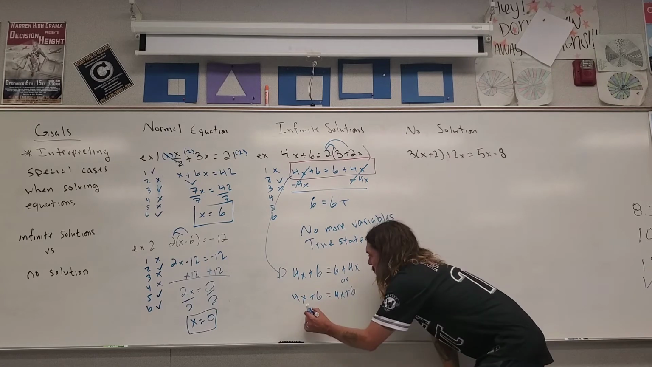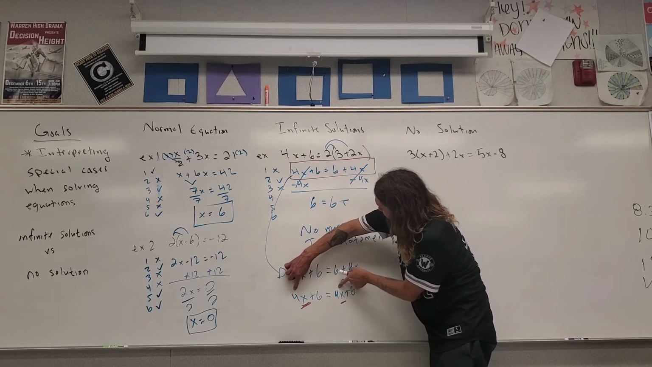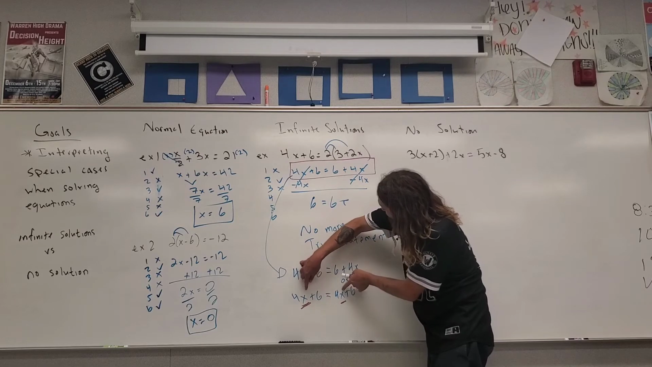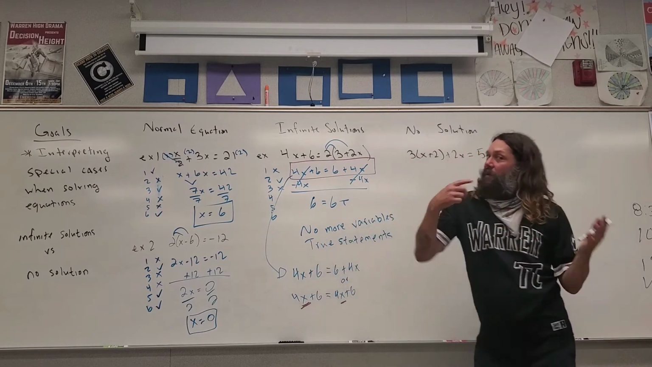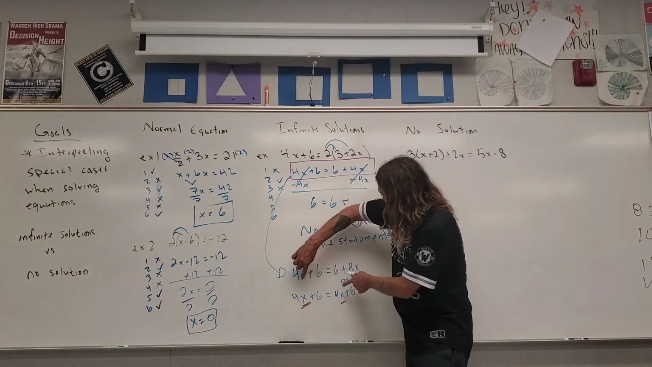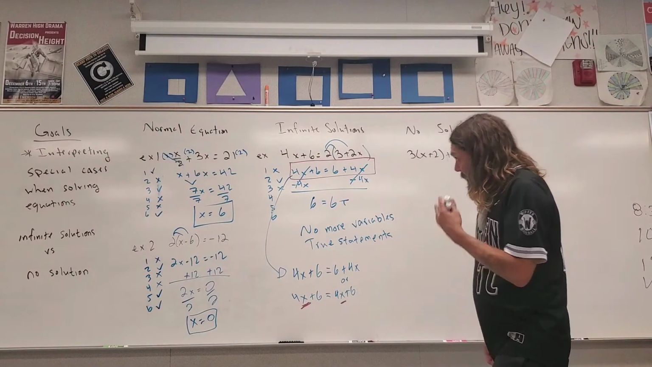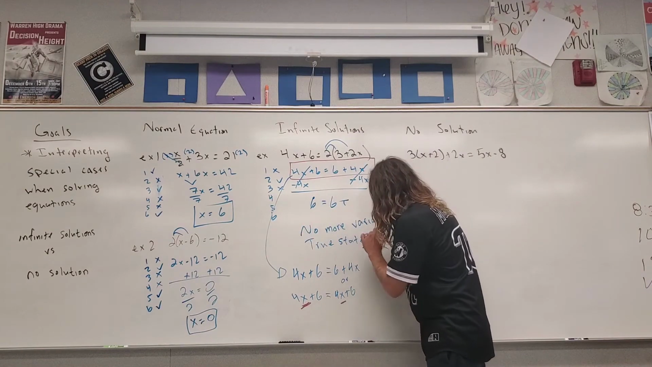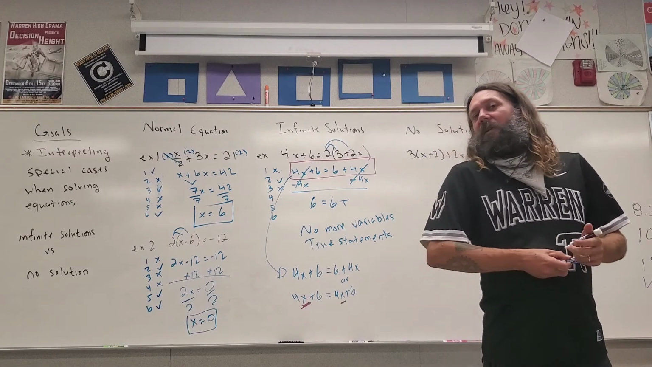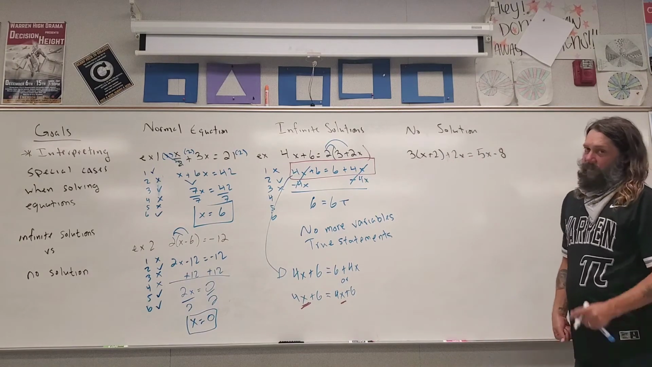And so it doesn't matter what we pick for x, because no matter what number we pick for x, we're multiplying it by 4, and then we're adding 6 to it. So if I pick 1, that becomes 4 plus 6. If I pick 2, that becomes 8 plus 6. If I pick 3, that becomes 12 plus 6. So no matter what numbers I pick, these two sides are always going to be the same, and that's why we have an infinite number of solutions. So when the variables cancel and we have a true statement, 6 equals 6, that means we have an infinite number of solutions.